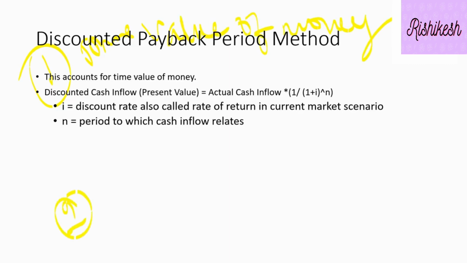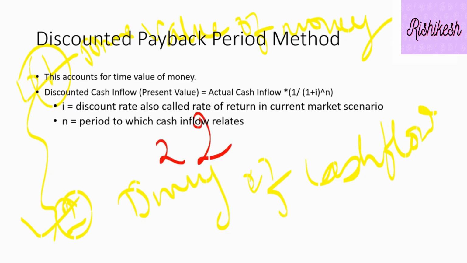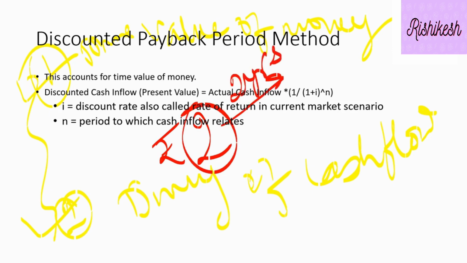And second, the timing of cash flow was also not taken into consideration, right? So these two things are not taken into consideration. And do you understand what we mean by time value of money? It means that if you have 2 rupees at present, its value after 2 years or 3 years, or any period of time, will be different, right?